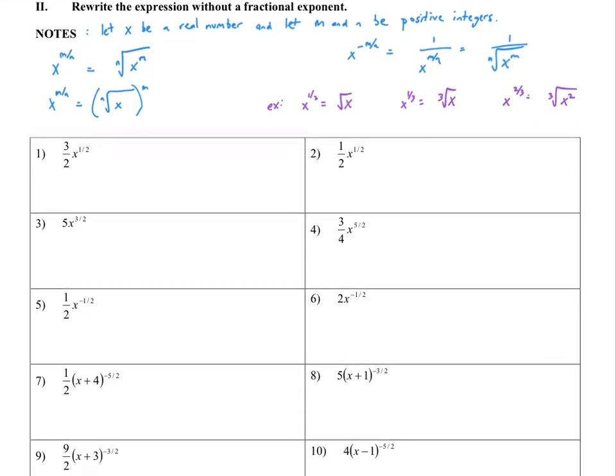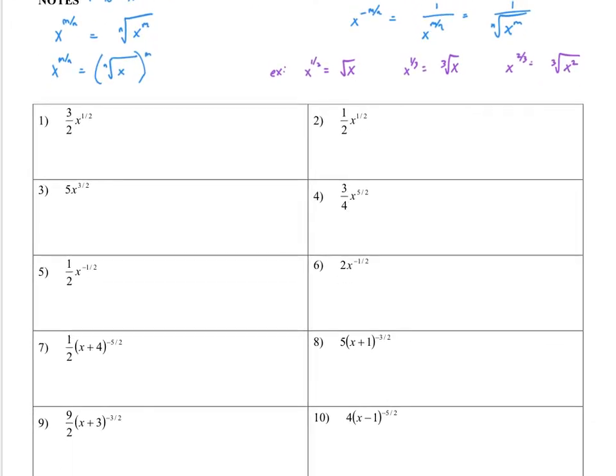We will now do the odd problems in this section. In number 1, we have 3/2 times x to the 1/2 over 1. Notice that the 1/2 power is only going with the x. We can rewrite that to be 3/2 times the square root of x. So that's 3 root x divided by 2.